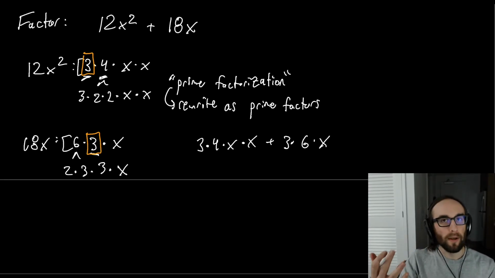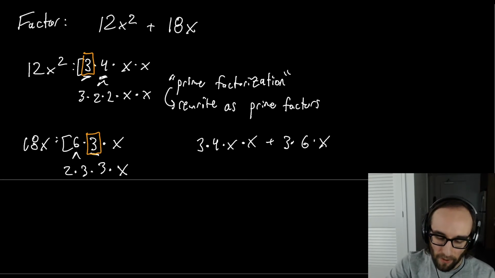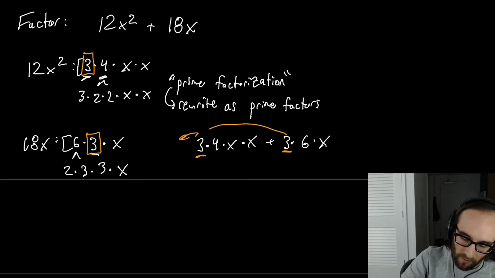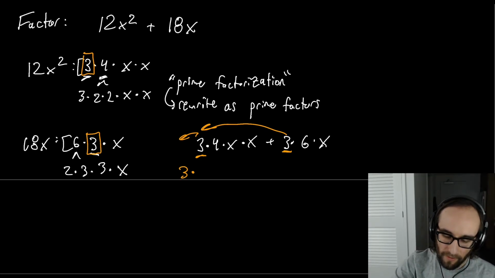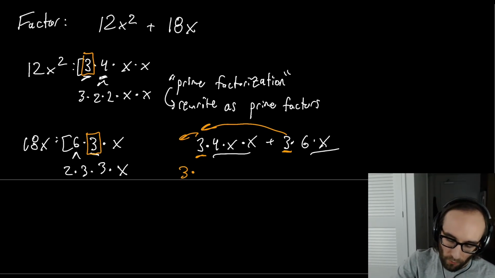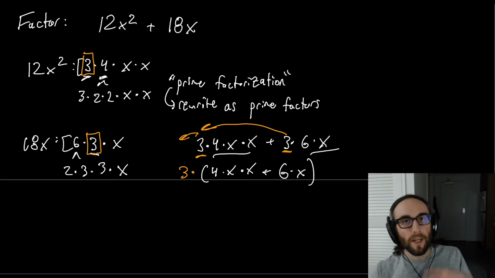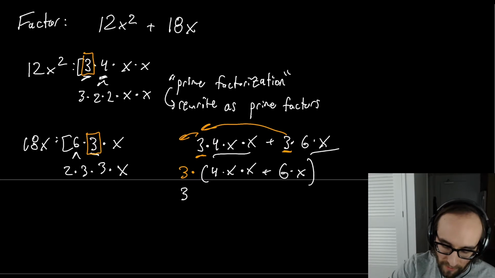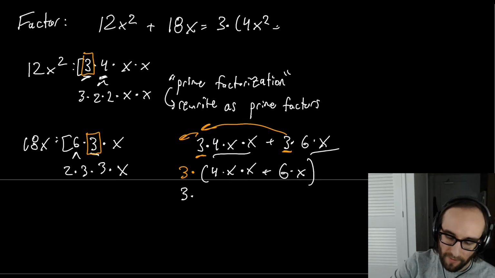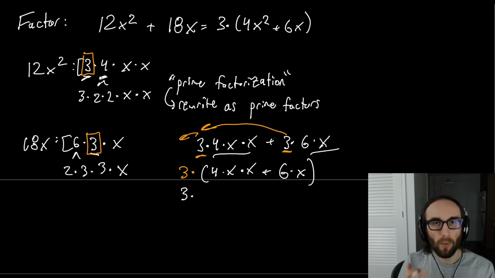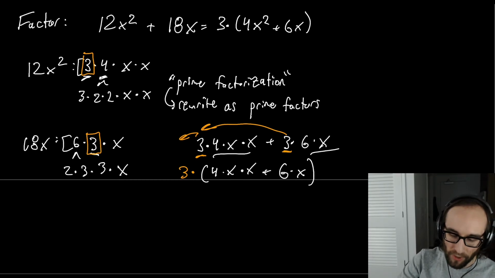And then 18x, I'm just going to move the 3 in front, 3 times 6 times x. So here, following what we did in the last example, we can factor out our common factor, which is our 3. So we're moving the 3 outside, and on the inside we're leaving what's left over, which is 4 times x plus 6 times x. Okay, so we rewrote this as 3 times 4x squared plus 6x. So this is what it looks like when we take out one factor.